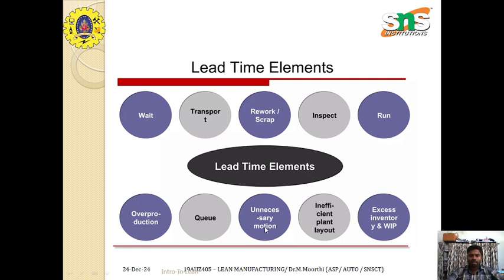And then queues, unnecessary motion and inefficient plant layout, and excess inventory and work in process. These are the lead time factors that directly affect the overall performance of the organization. We have to minimize these as much as possible, so that we can control the amount of time wasted during the process.